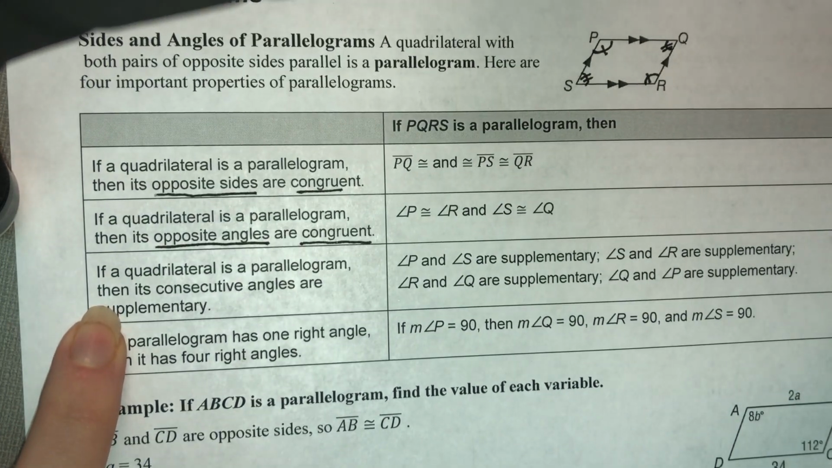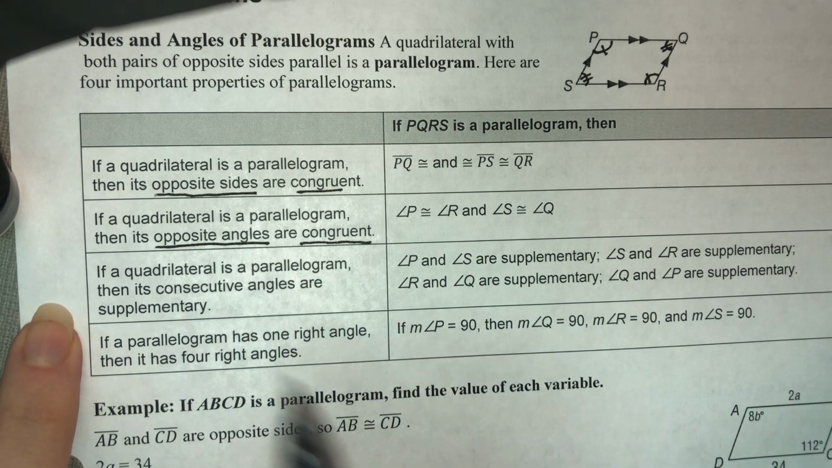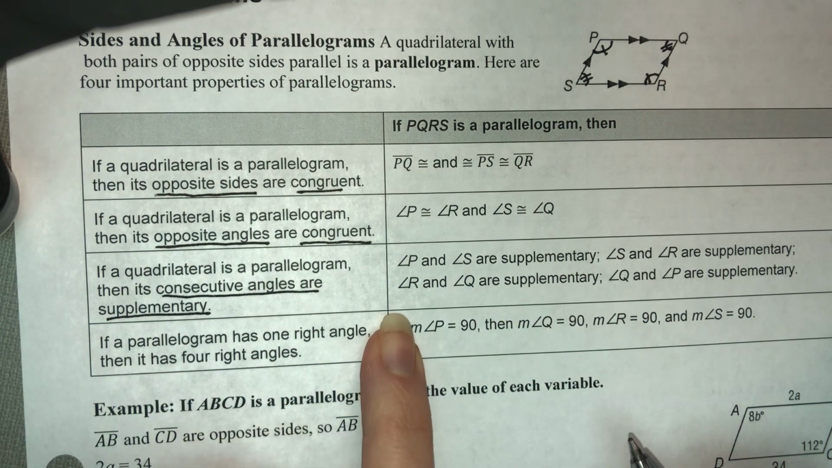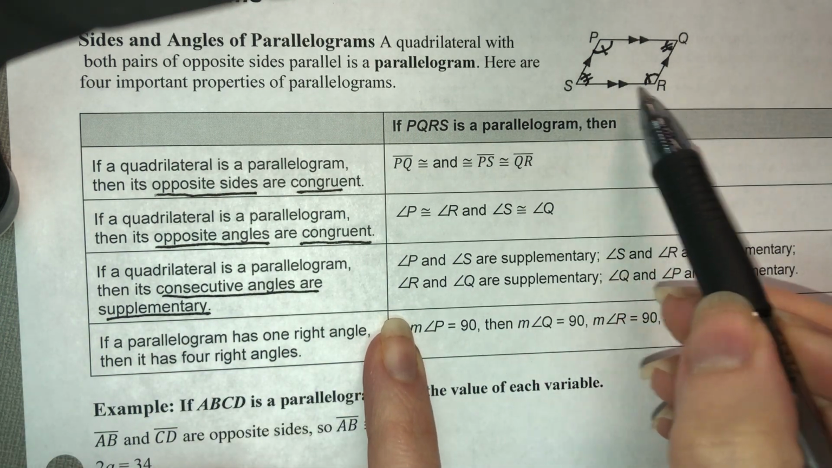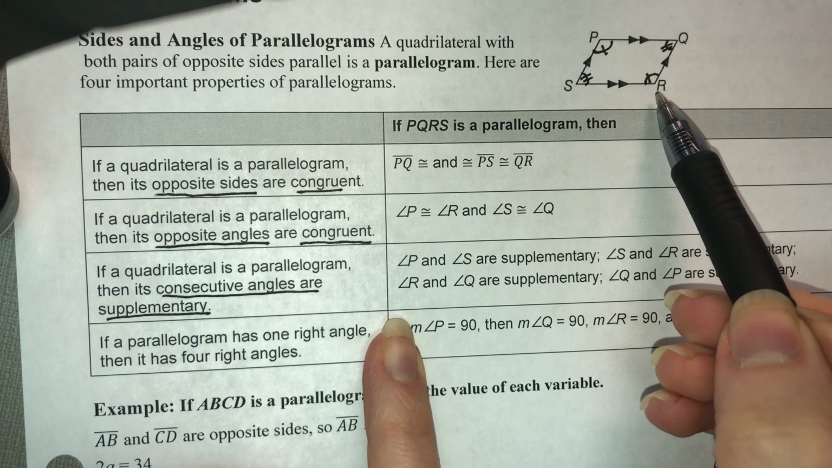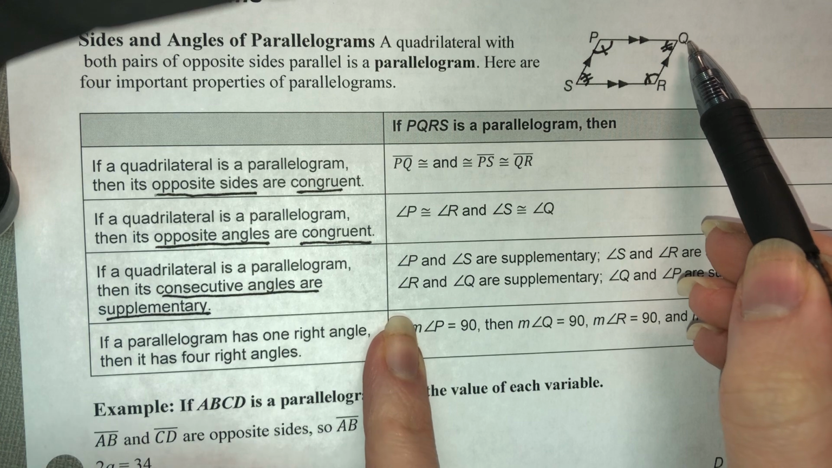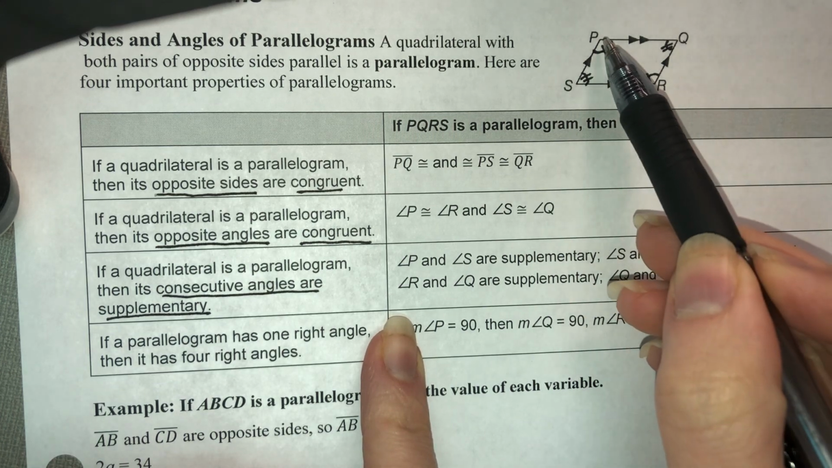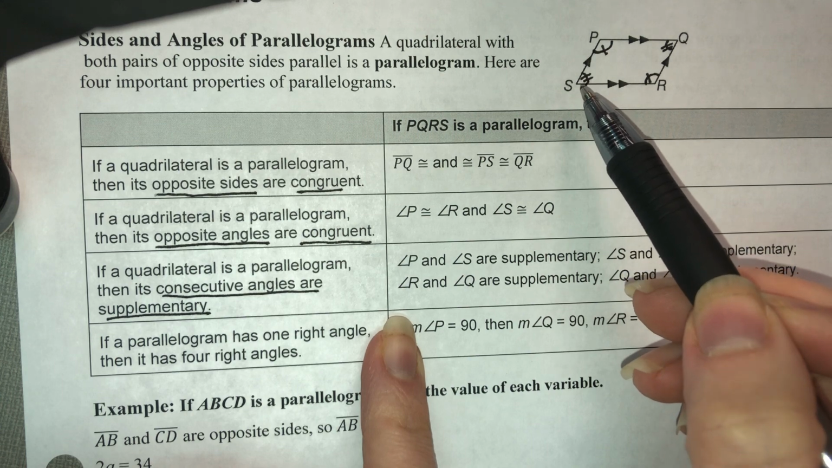If a quadrilateral is a parallelogram, then its consecutive angles are supplementary. So that means if I add any two angles that are side by side, like angle S plus angle R, it will equal 180. Angle R plus angle Q equals 180. Angle Q plus angle P equals 180. And angle P plus angle S also equals 180.